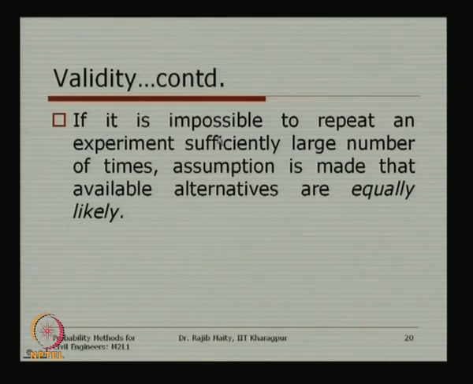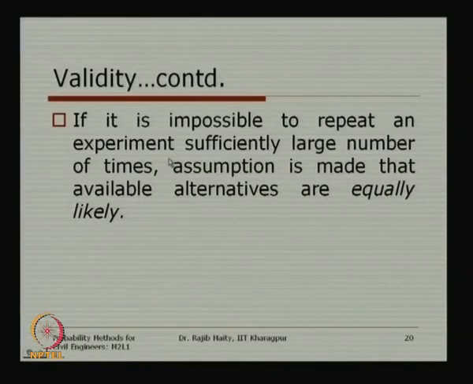If it is impossible to repeat an experiment a sufficiently large number of times, the assumption is made that the available alternatives are equally likely. This is basically the start point of the probability theory. When experiments cannot be run in large numbers, it is implicitly assumed that all possible outcomes are equally likely.